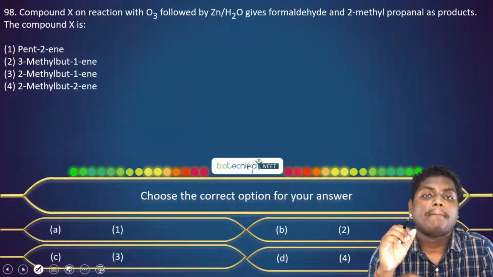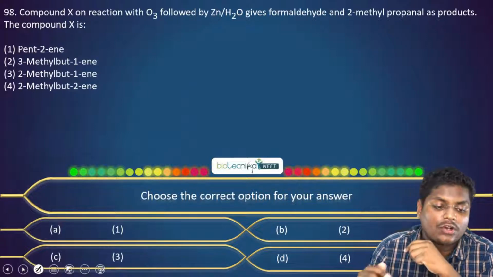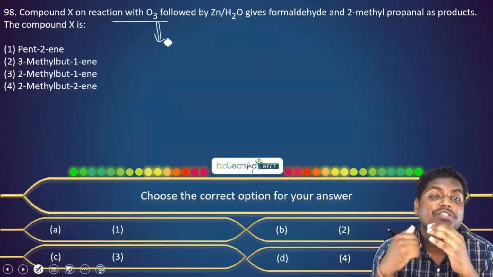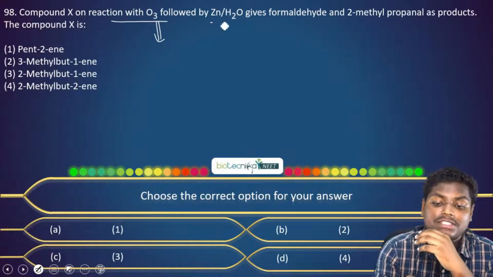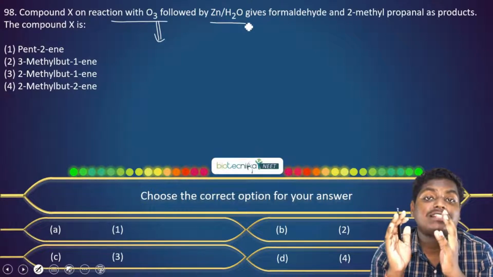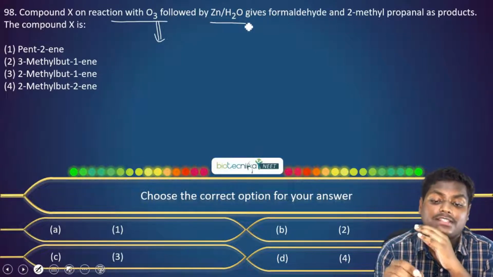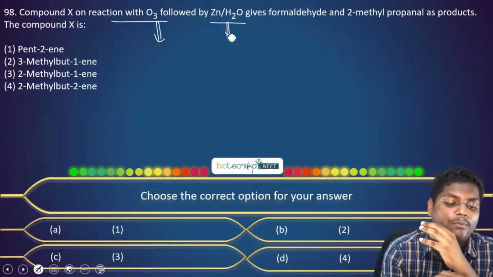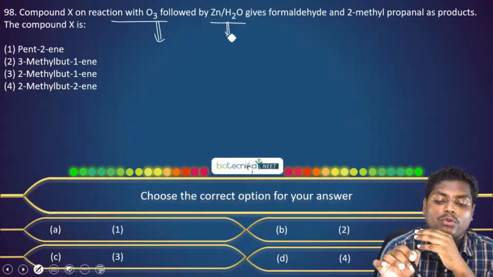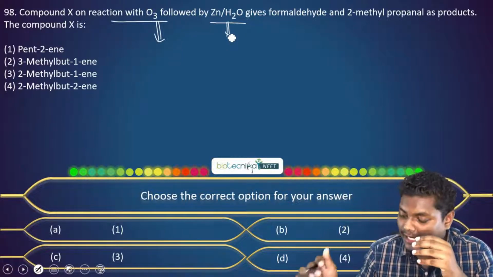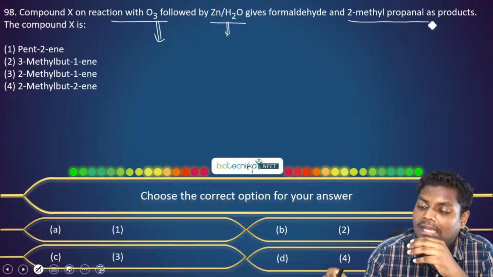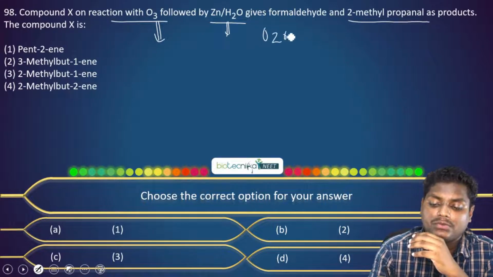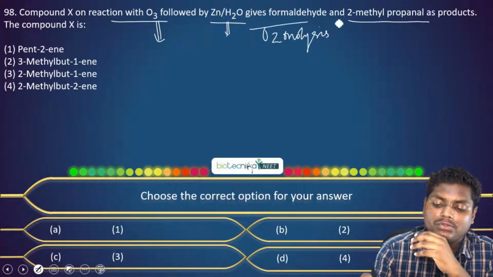The next question is: compound X on reaction with O3. As soon as you read that O3 is involved and you see Zn, H2O here, you can easily identify the reaction. It is ozonolysis. Now in the presence of zinc, it is reductive ozonolysis basically. So compound X on reaction with O3 followed by Zn, H2O gives formaldehyde and 2-methyl propanal as products. So we are seeing an ozonolysis reaction.